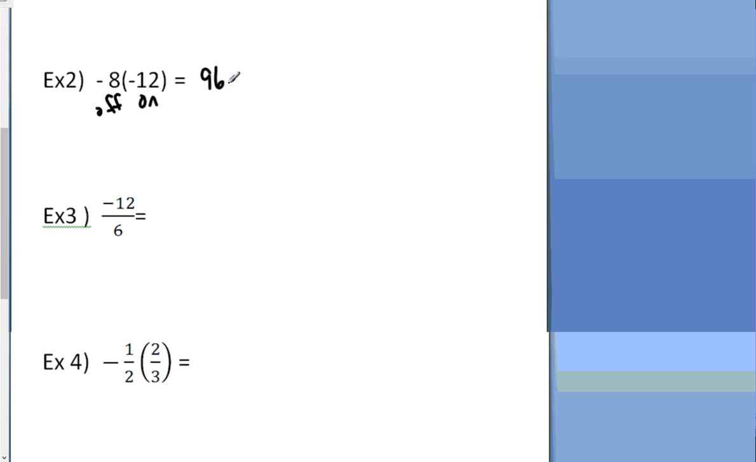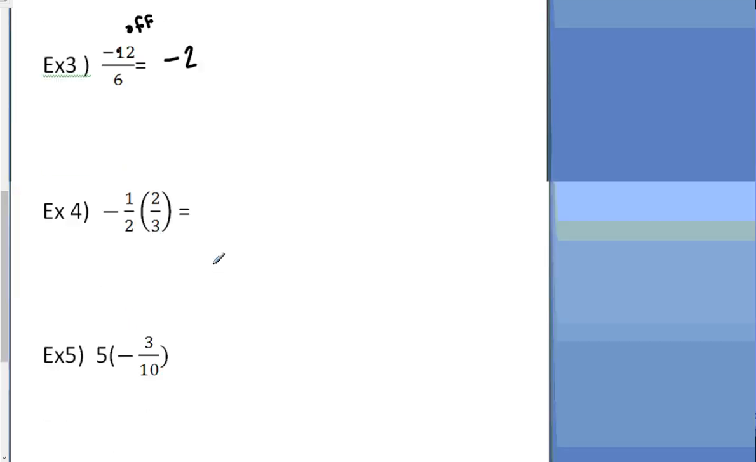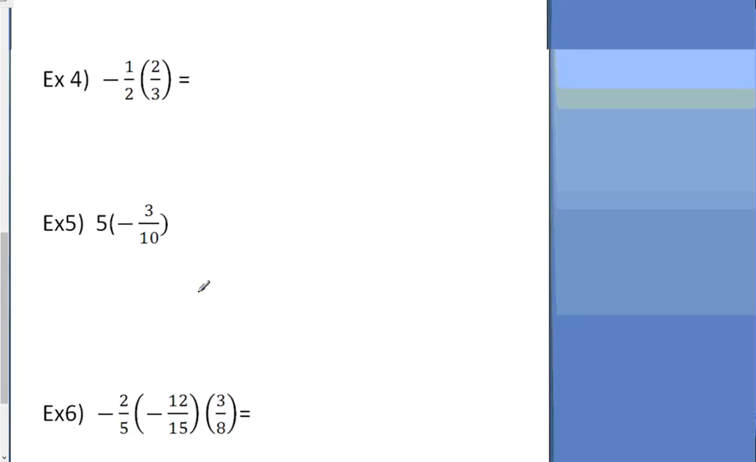+96. Positive. Next problem. -12 divided by 6. You can do division problems just like you do multiplication problems, okay? The first number turns the lights off. The positive 6 doesn't do anything, so the lights stay off. It's negative. 12 divided by 6 is 2. Real easy. Okay? Let's do it again with fractions.